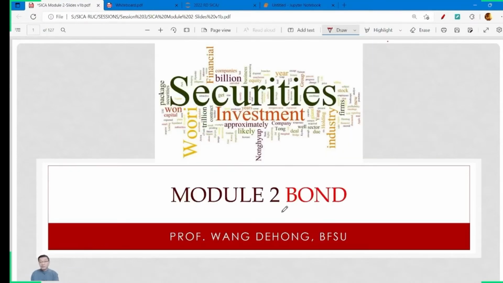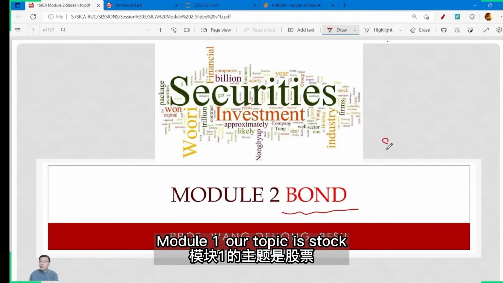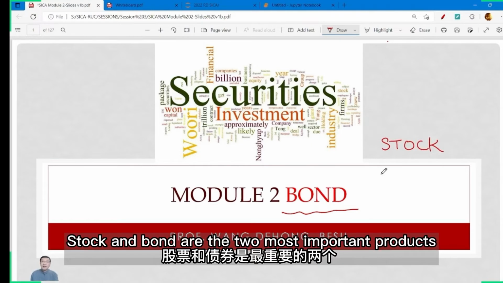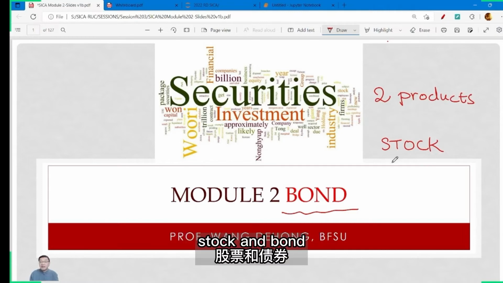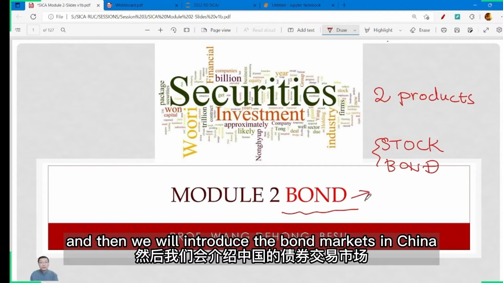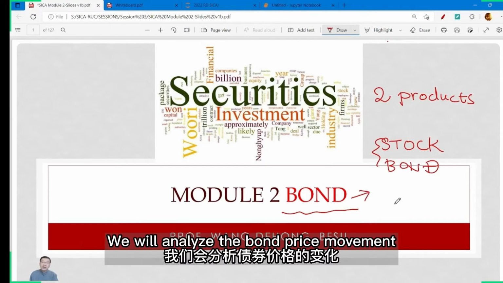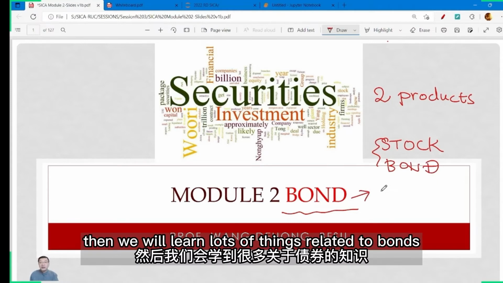In Module 2, our big topic is bond. In Module 1, our topic was stock. Stock and bond are the 2 most important product lines in security investment. In this module, we will have a brief introduction to bond, and then introduce the bond markets in China. We will analyze bond price movement, and then learn lots of things related to bonds.